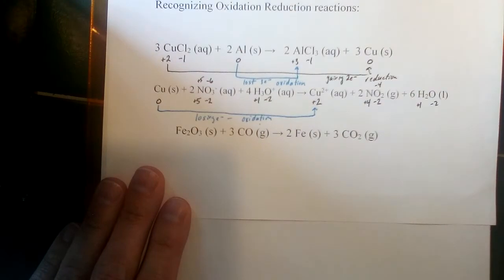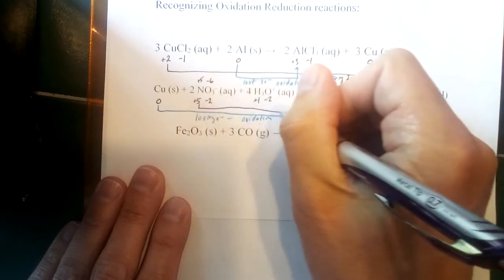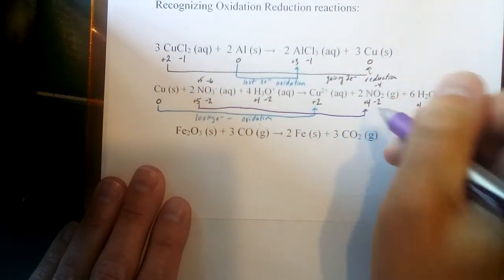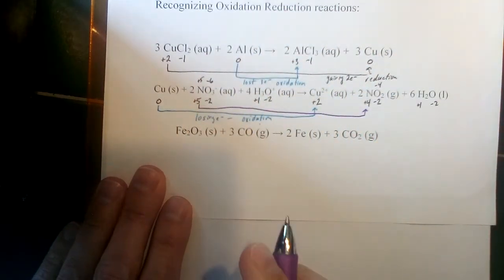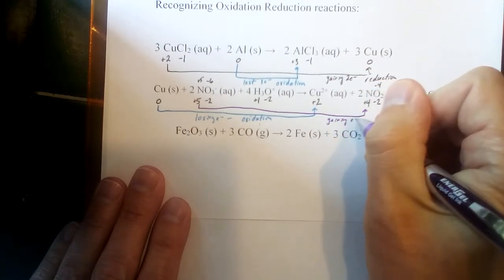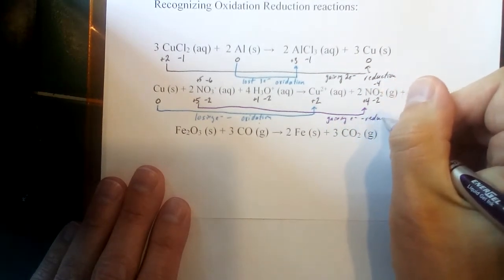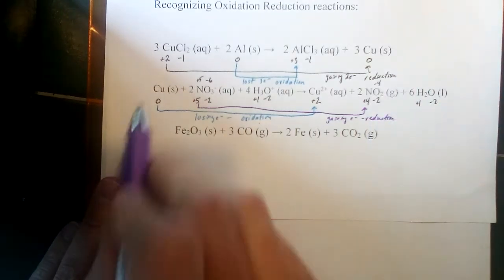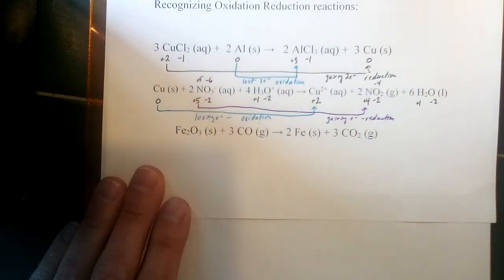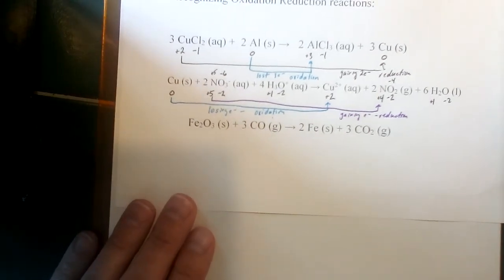Right? And then the other one, another color here, is the nitrogen. Nitrogen starts off at +5. Over here on the product side, it ends up as +4. So it is becoming less positive. That would correspond with gaining an electron. So gaining an electron, that is the reduction. So the copper is oxidized while the nitrogen is reduced in that reaction.